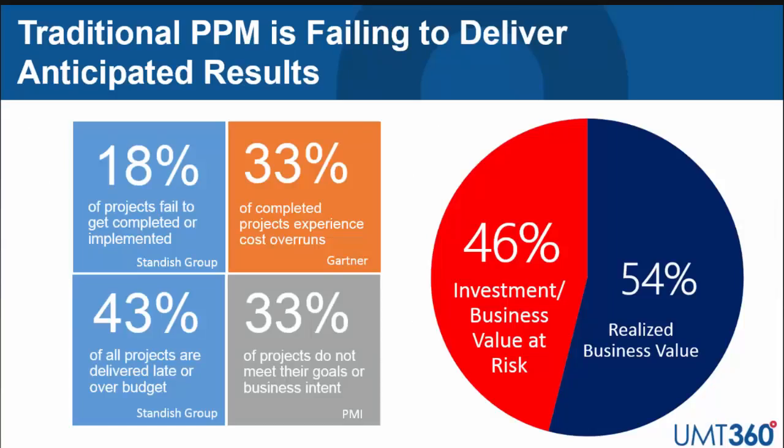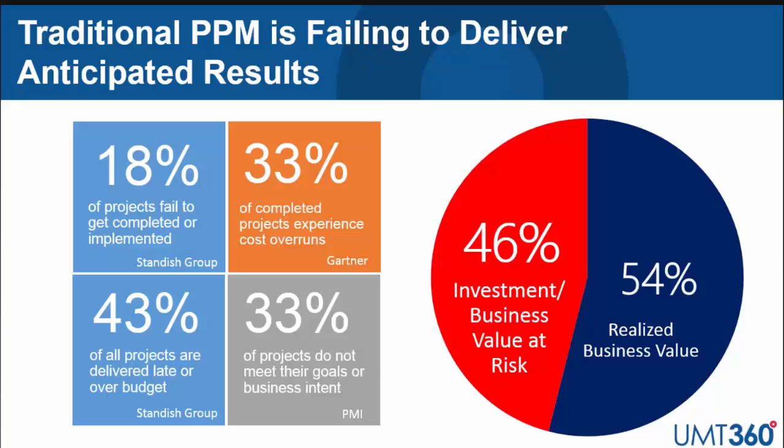As mentioned, traditional execution-orientated PPM capabilities are simply failing to deliver the anticipated results. Although the analysts don't necessarily agree on all the stats, they do agree there is a problem, and some of them you see here. The Standish Group says 18% of projects fail to get implemented, or 43% of projects come in late or over budget. Gartner says that 1 out of 3 completed projects experiences significant cost overruns, and the good old PMI confirms that 33% of projects fail to meet their business intent or deliver their business goals.